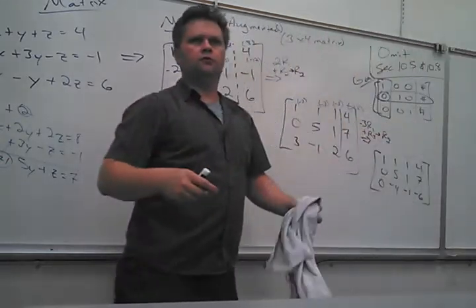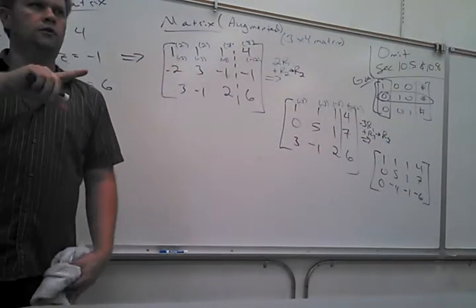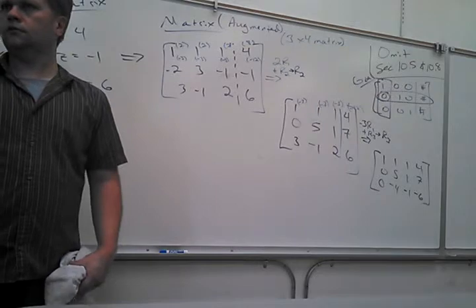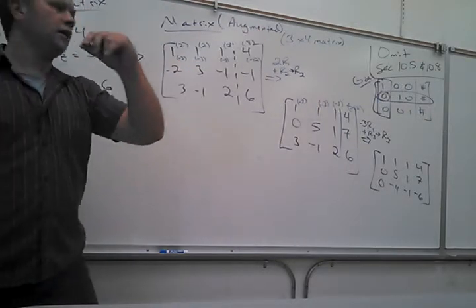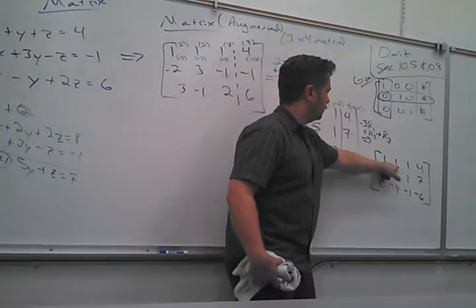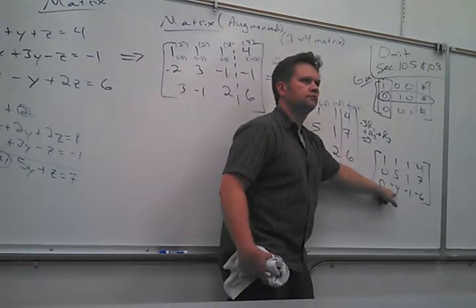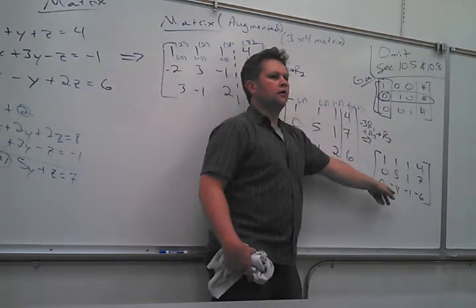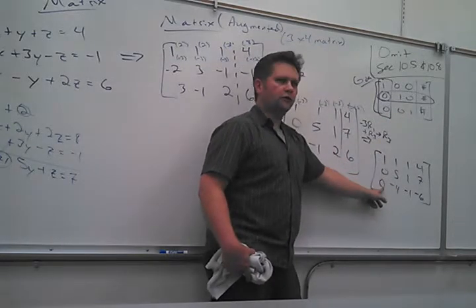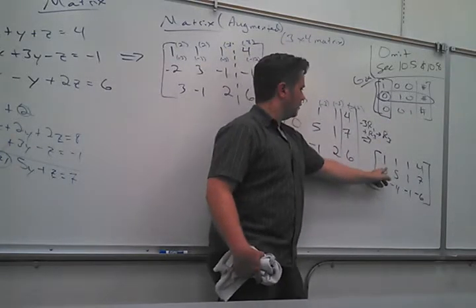I just need tons of room for these. You good so far? So I got the first column done. Now I can move to the second column. Somebody help me out. Why wouldn't I multiply this by 4 and add it here? That would kill that 4. It'd be awesome. I get a 0 there. But I'd also get a 4 there, wouldn't I? So I never want to do that.